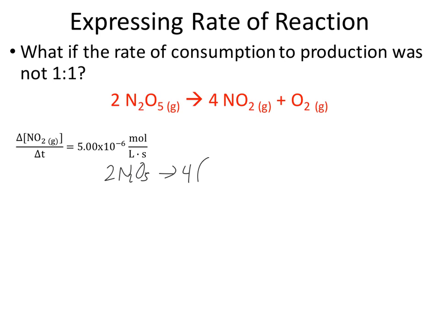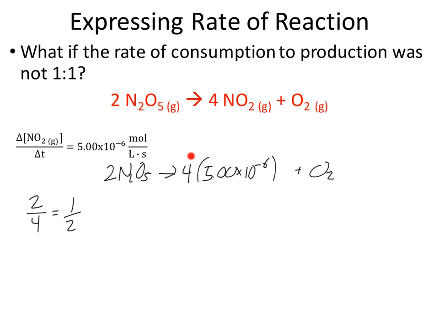Now the rate that we're given is 5.00 times 10 to the negative 6 for NO2, and the other product is oxygen. So to find what my rate for N2O5 would be, all I would do is take this coefficient that we have over here, the one that I have, and take 2 divided by 4. So 2 over 4, I'm going to simplify that, that turns into a half. So for every mole that's going to be created here, we have half a mole consumed over here.